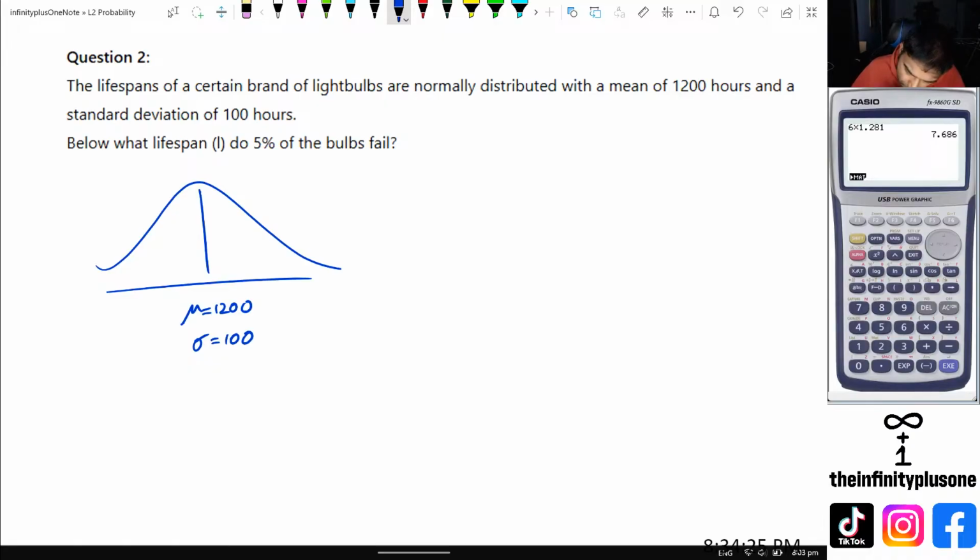So we're probably going to go with this side here. Below what lifespan do 5% of the bulbs fail? I guess that's fine. I think this is going to be the 5% right here.